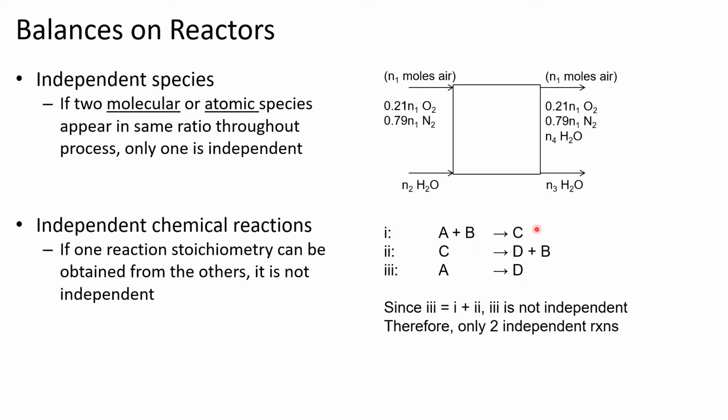When we sum these two, 1 and 2, what we find is that since C is a reactant in the second one and it's a product in the first, the C's will cancel. And because B is a reactant in the first and a product in the second, the B's will cancel when we add these together. That gives us A yields D.